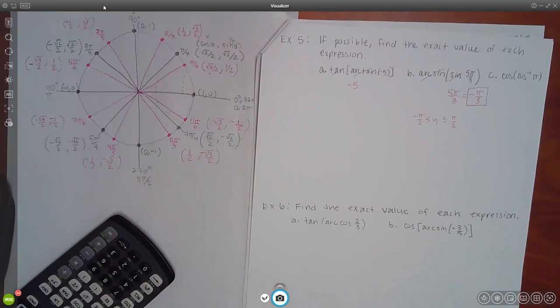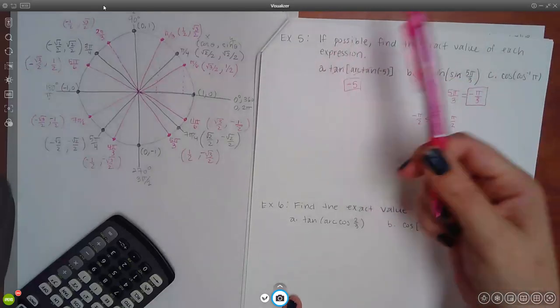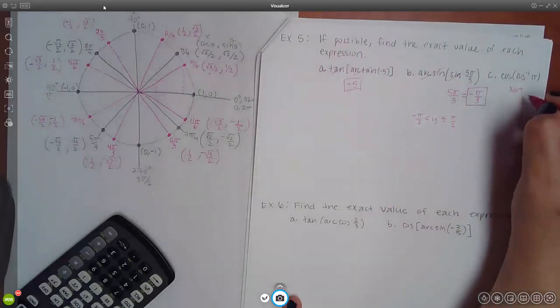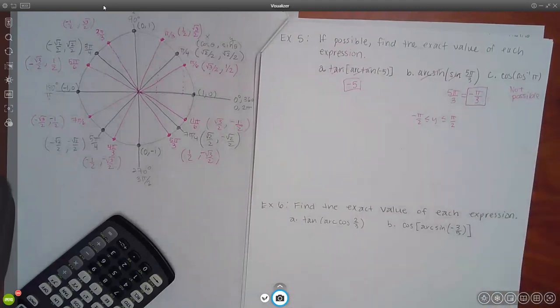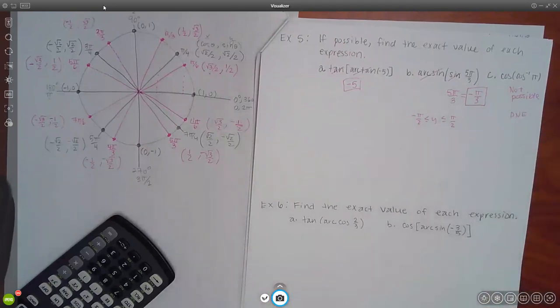No. Pi is how much? 3.14, right? It's too big, right? So this one, you would say, it says, is it possible? So I would just say not possible. Or the computer says to type B and type B. Whatever the computer says to type. But you just can't do it, right?